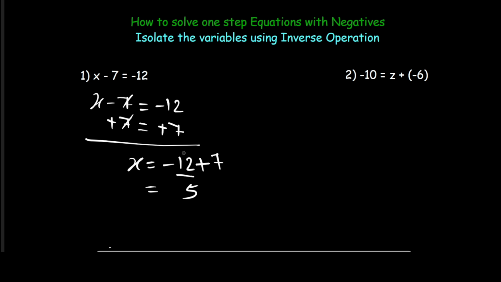And here the number which is greater has the minus symbol, so we put minus here. So the value of x is minus 5. It is our correct answer.